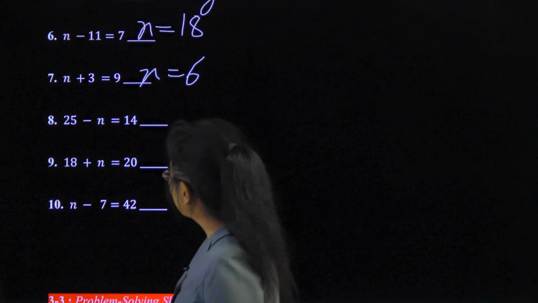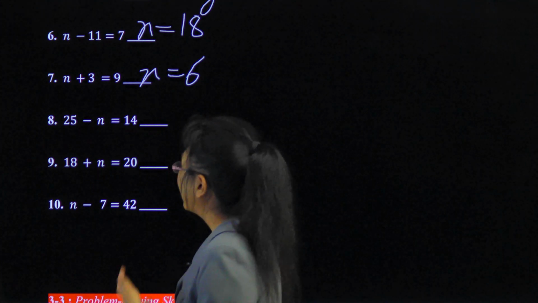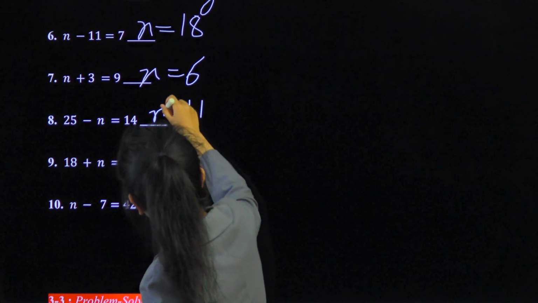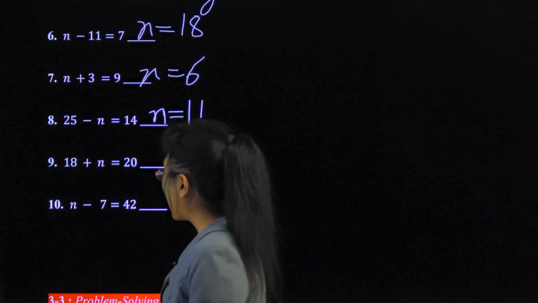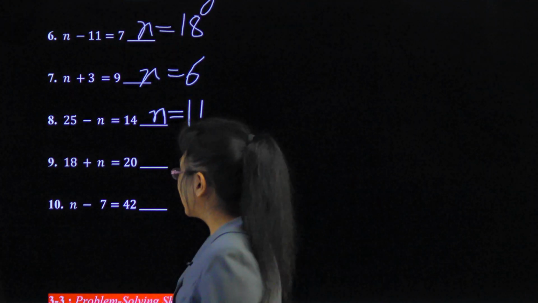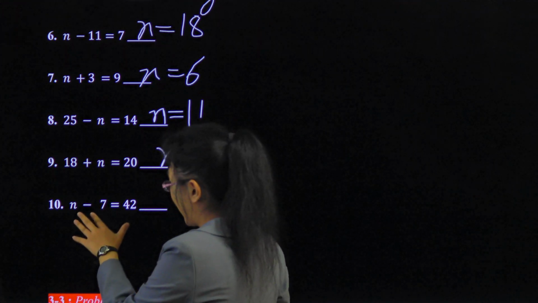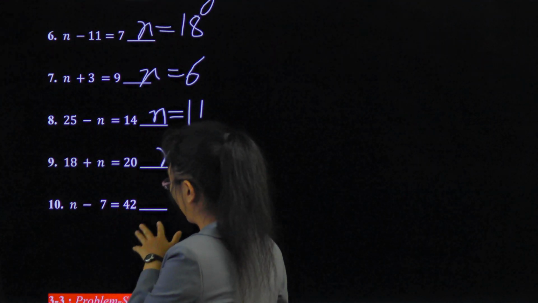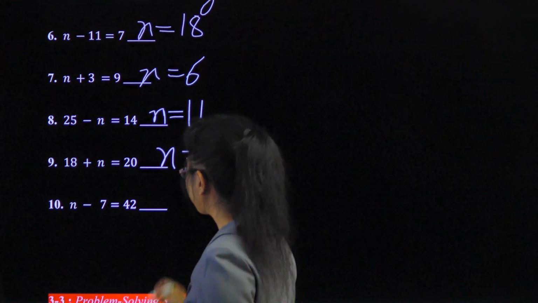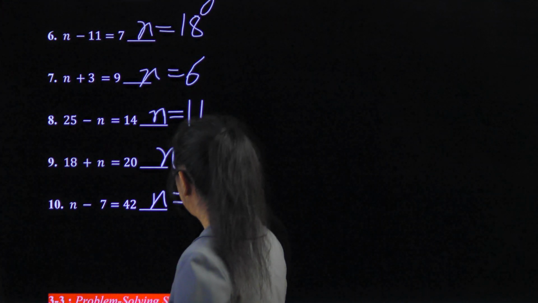25 minus n equals 14, which means that, well, you move n over and you get n equals 25 minus 14, and so n equals 11. 18 plus n equals 20. N equals 20 minus 18, n equals 2. N minus 7 equals 42. N equals 42 plus 7. N equals 49.